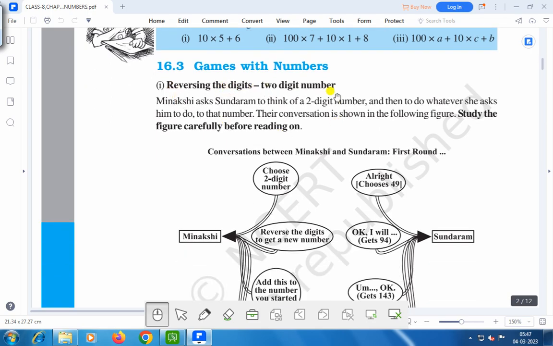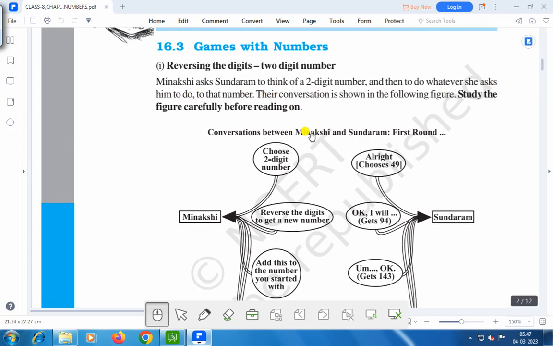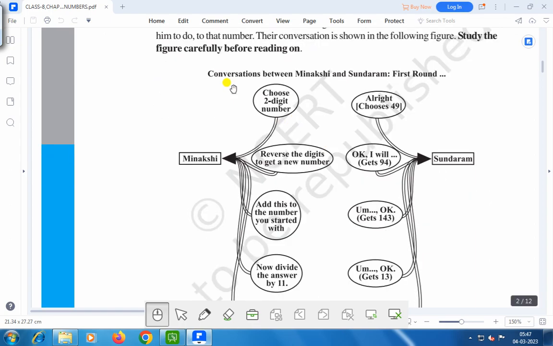Games with numbers. Reversing the digits of a two-digit number. Meenakshi asks Sundaram to think of a two-digit number and then to do whatever she asks him to do to that number. Their conversation is as shown in the following figure. Study the figure carefully before reading on.